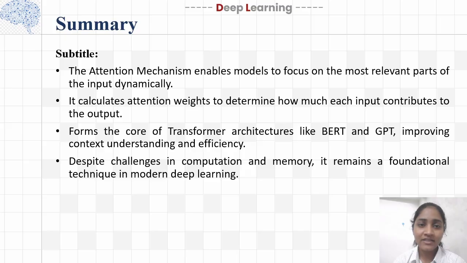Let's summarize what we have learned. The attention mechanism allows models to dynamically focus on relevant parts of input data. It assigns attention weights to determine how much each input contributes to the output. This concept forms the foundation of transformer models like BERT and GPT, which dominate modern AI today. So this was the attention mechanism.